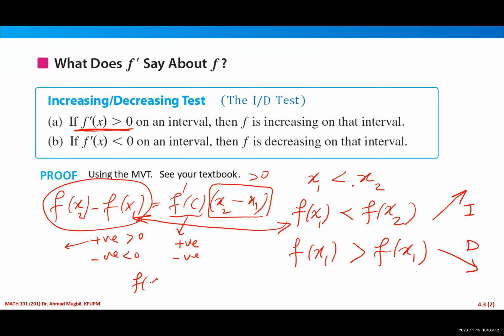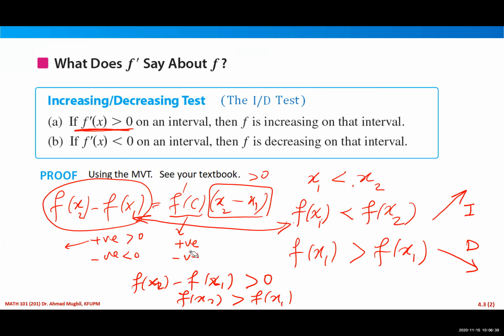If f of x1 minus f of x2, or the opposite, f of x2 minus f of x1, is greater than 0, move this to the other side. You will have f of x2 greater than f of x1. And in the other case, the opposite. This is the proof, by the way. We have proved that one. If this is positive, then it will be increasing. If it is negative, it will be decreasing.